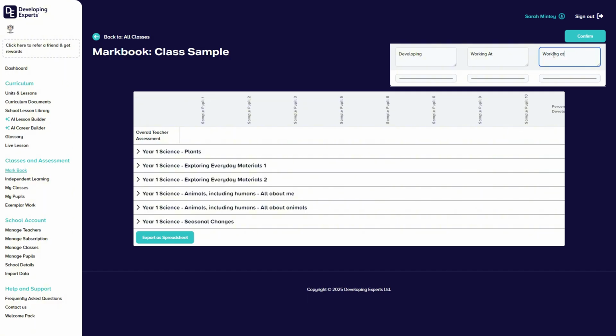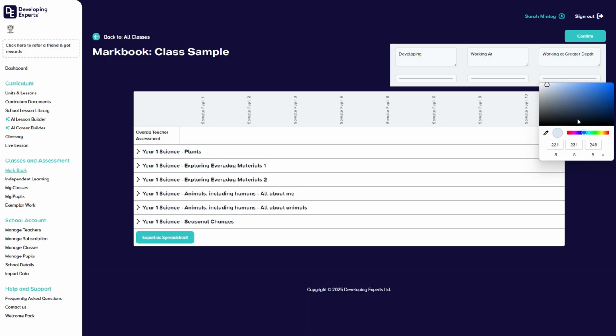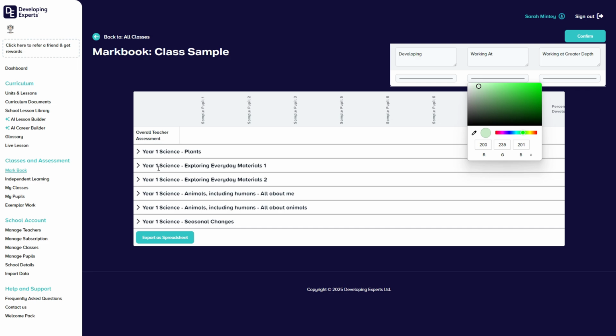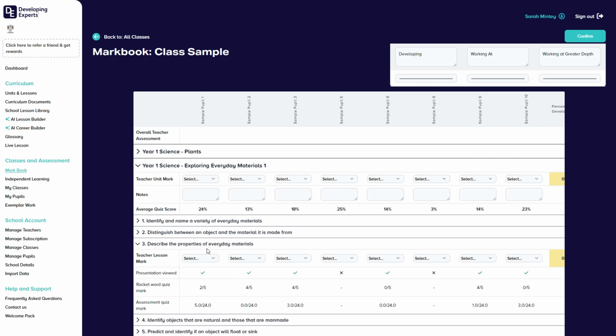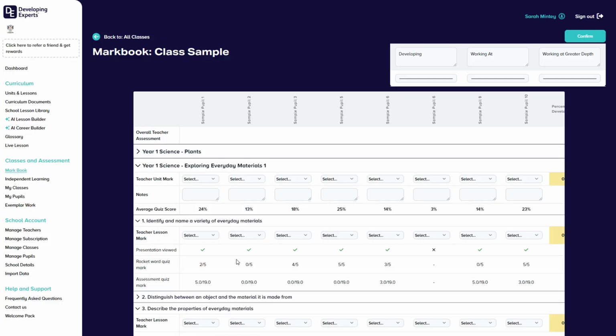Whether this be working at national expectations or greater depth, the choice is yours in how you wish to see your data reported to you. You can find out how many presentations your pupils have viewed, how many quizzes they've taken along with a percentage score, how many word searches they've done, and when they last logged in.